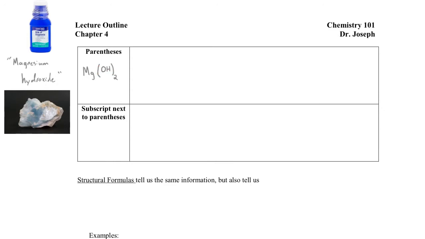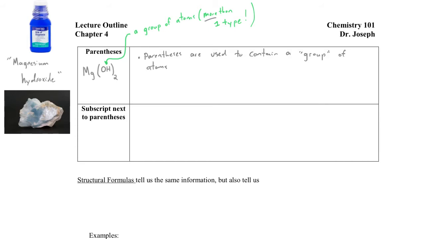So that's one of the first things to note. We only use parentheses when we want to contain more than one type of element, like hydroxide here. Let's refer to the stuff within the parentheses, the thing that the parentheses are containing, as a group of atoms. What's required to have a group of atoms? Well, you need to have more than one type of atom. So let's write this down first. Parentheses are used to contain a group of atoms.